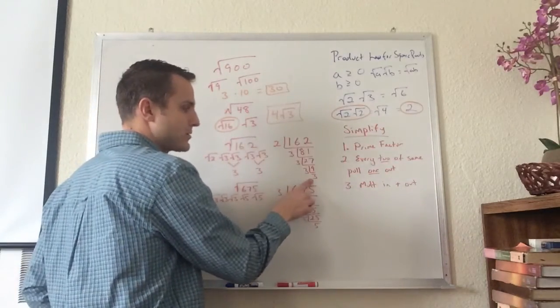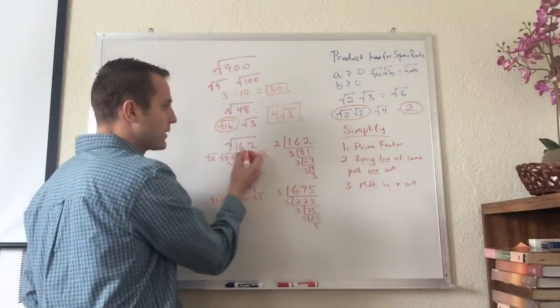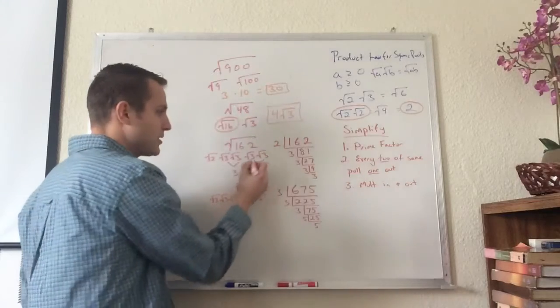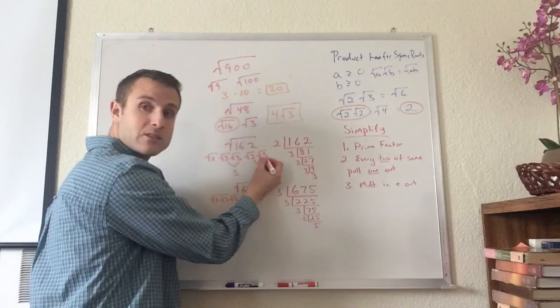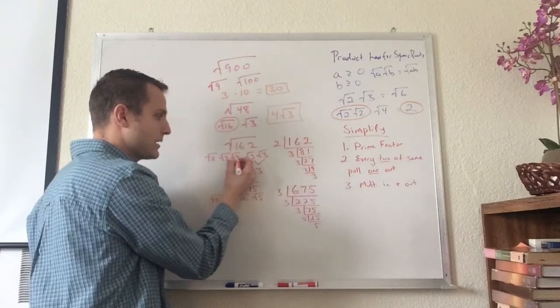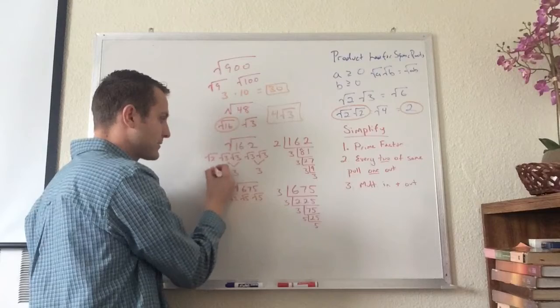So, square root of 162. I did the prime factorization here. Again, make sure you know how to do prime factorization. And now I rewrote the square root of 162 as all of the factors. Now notice the square root of 3 times the square root of 3 is the square root of 9, and that's just 3. Then I have the square root of 2 left.